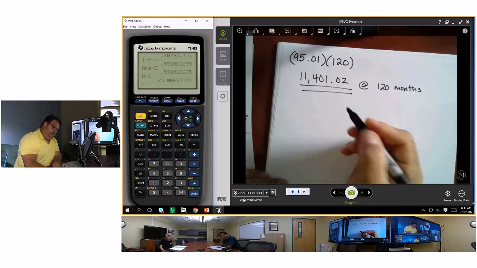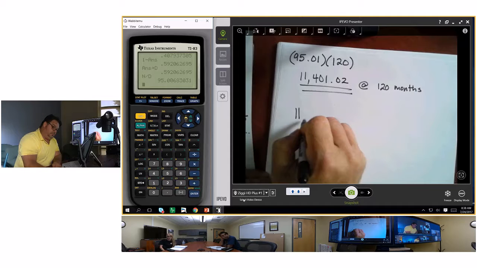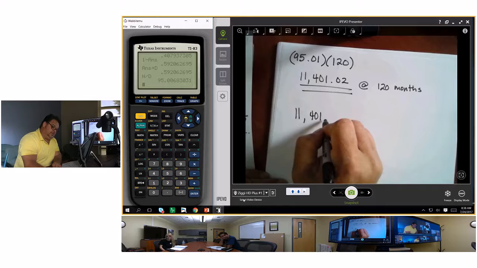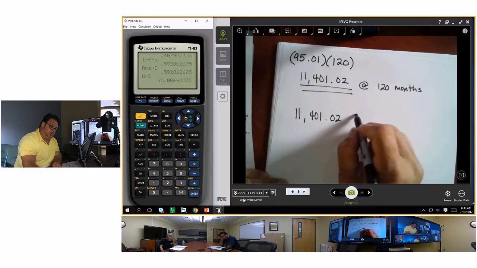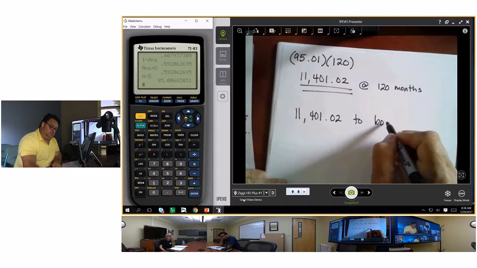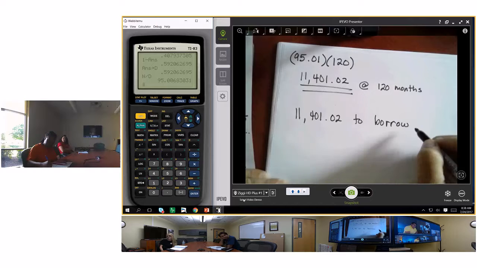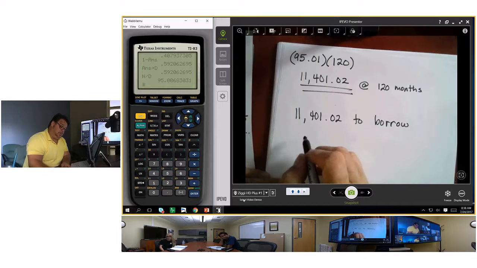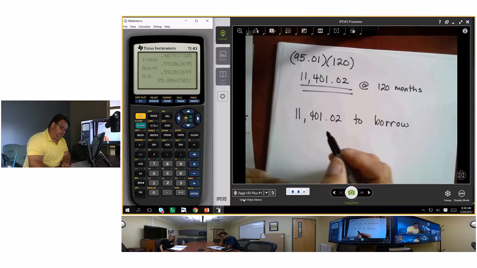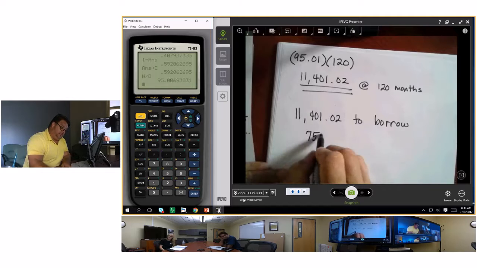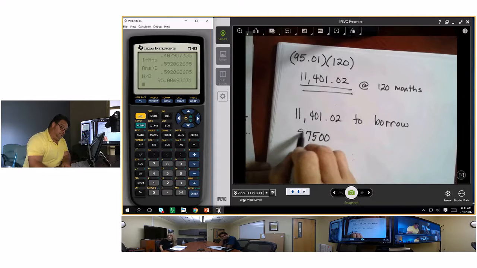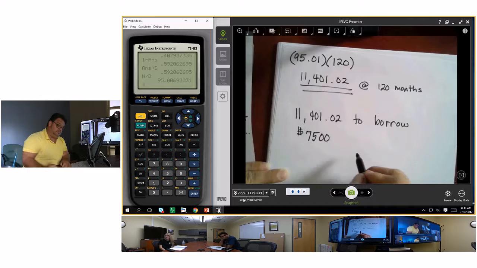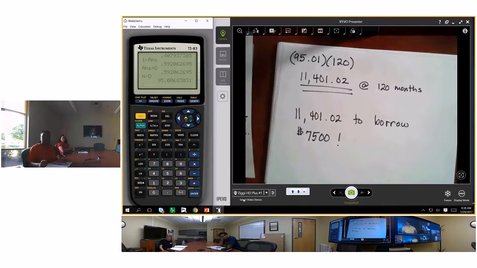So you paid $11,401.02 to borrow. They kept about $4,000. $1,400 to borrow $10,000. How much was it? $10,000? $7,500. Oh, $7,500. Okay, I'm sorry, I thought it was $10,000. $7,500. So you paid them $4,000 just to let you borrow some money.